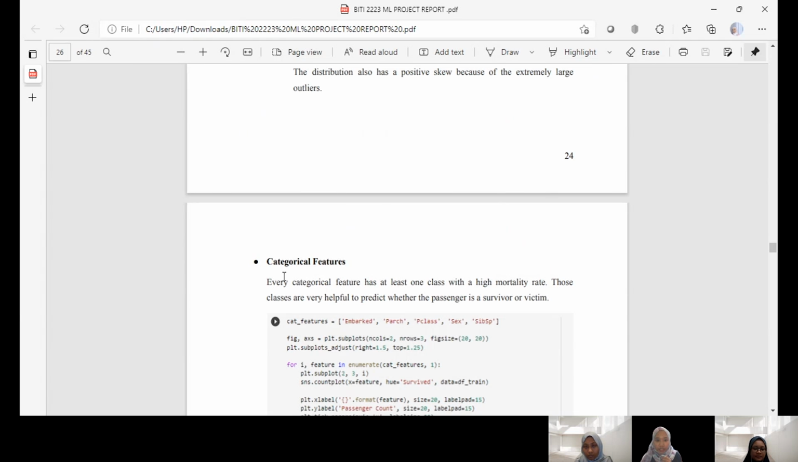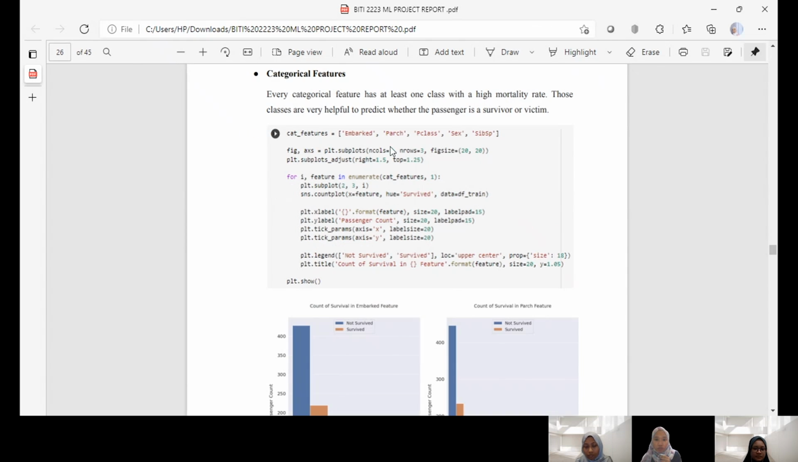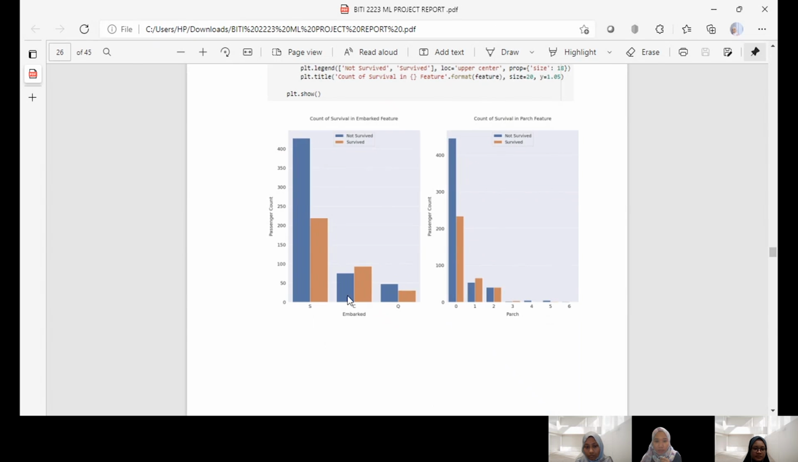And this one is categorical features, which need at least one class with a high mortality rate. We will run this command, which is cat_features and bucket: Parch, Pclass, Sex, and SibSp. Here is our plotting graph.